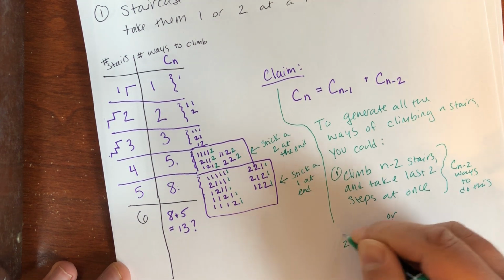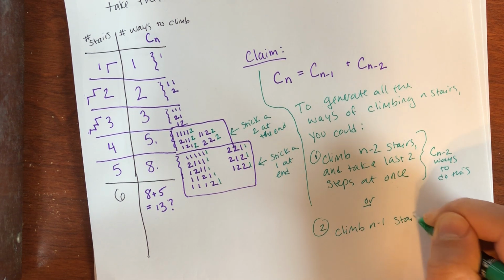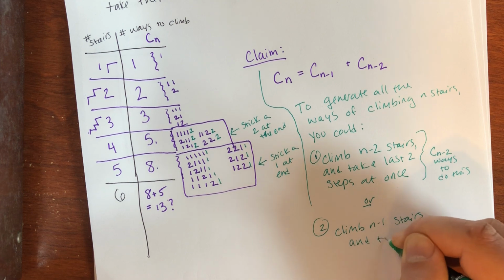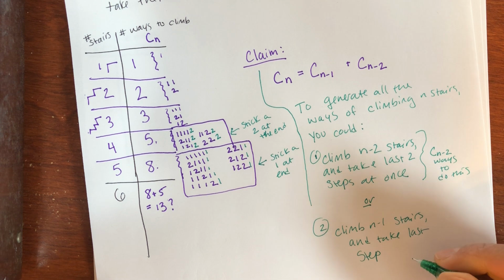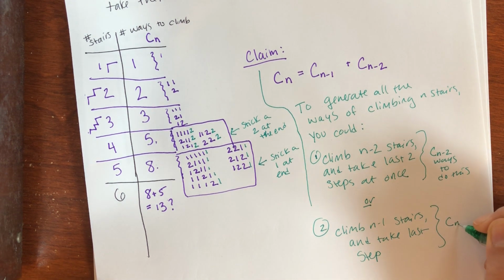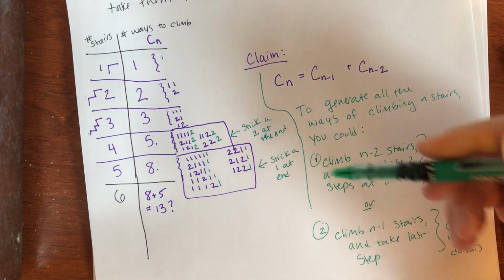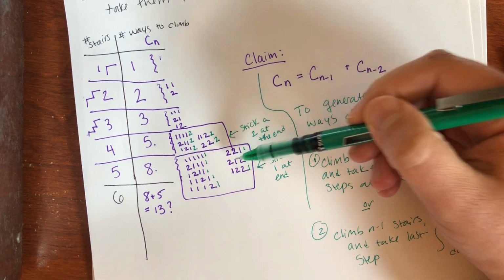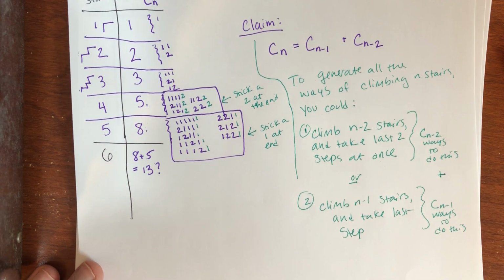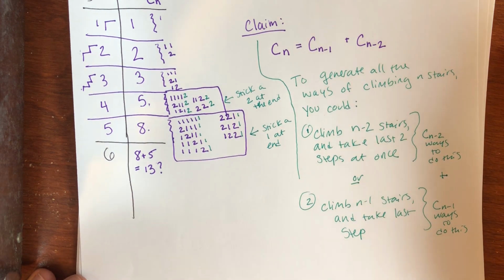Or you could climb n-1 stairs and take the last step as just 1 step. And we know that there's C sub n-1 ways to do this. We can add these together because they are disjoint. All of these ways of going up the stairs end in a 1 and all of these end in a 2, so we know that there's no overlap between them. And so by the addition principle, we get that Cn is equal to Cn-1 plus Cn-2.